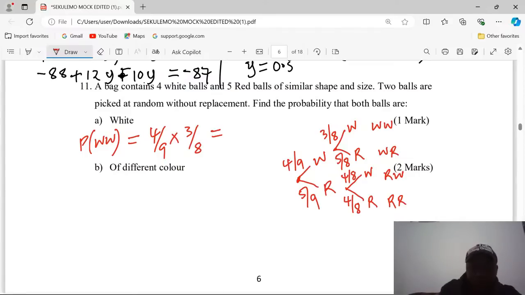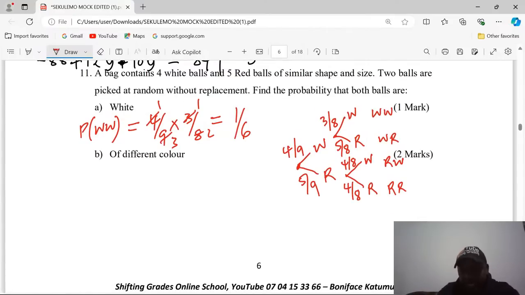So this is going to be 1, 3, 1, 2. So 1 out of 6. That is the probability that both balls are white in color. Part B, of different colors.